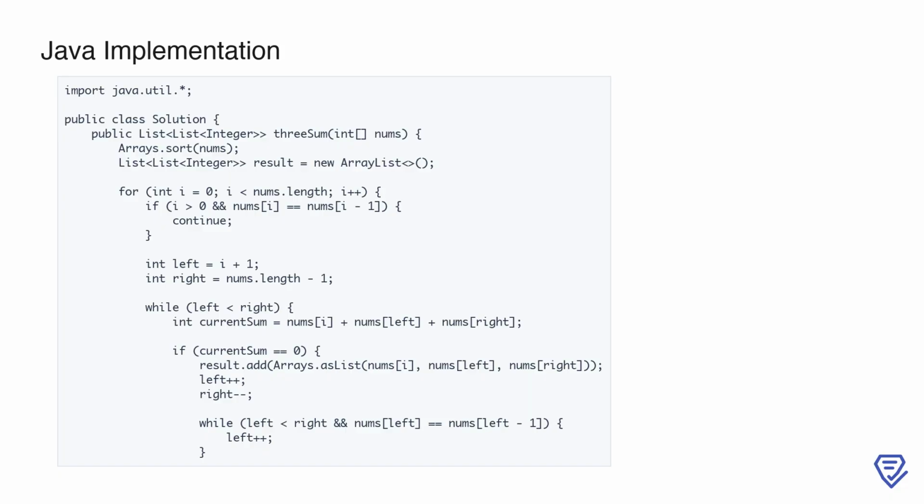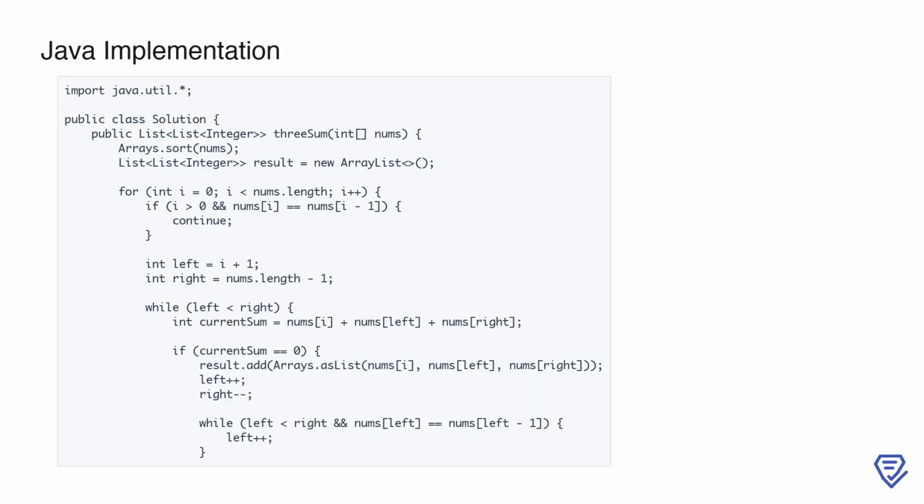To avoid duplicate triplets, we include a check to skip over numbers that are the same as the previous iteration's number. After this, we initialize two pointers, left, which starts just after i, and right, which starts at the end of the array. These pointers help us explore potential triplets efficiently. Inside the while loop, we calculate the sum of the current triplet using nums[i], nums[left], and nums[right]. If the sum equals 0, we add this triplet to the result list.